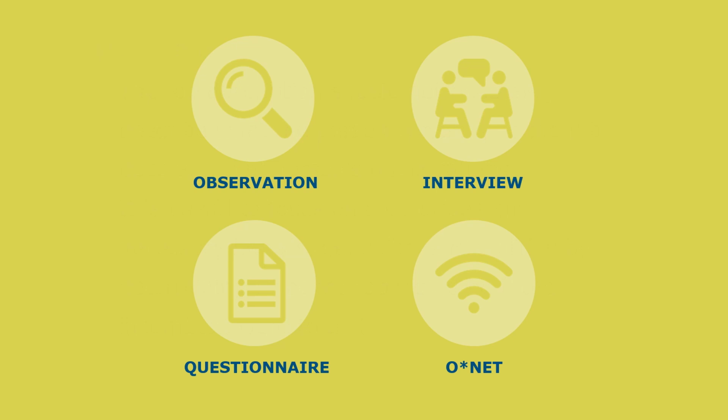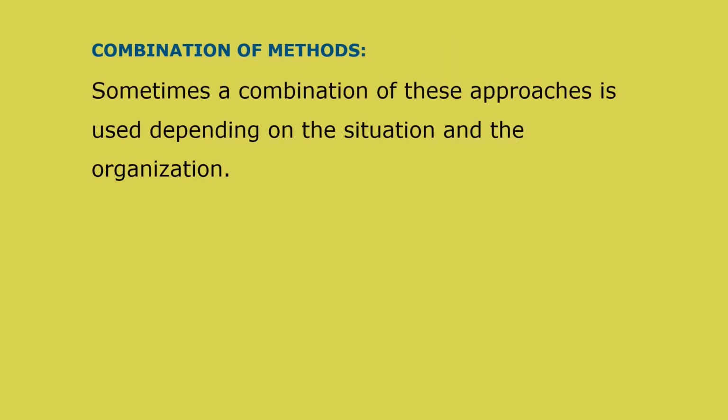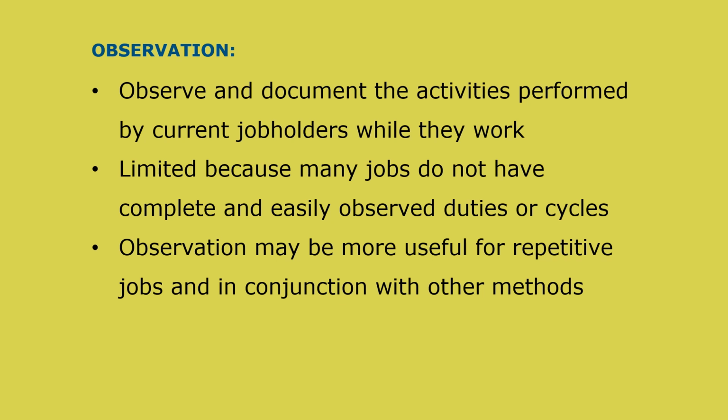Traditionally, the most common methods to be used in job analysis have been observation, interviewing, questionnaires, and generic information available through O*NET, an online database of jobs. Let's take a look. Sometimes a combination of these approaches is used depending on the situation and the organization. In observation, the analyst observes and documents the activities performed by current job holders while they work.